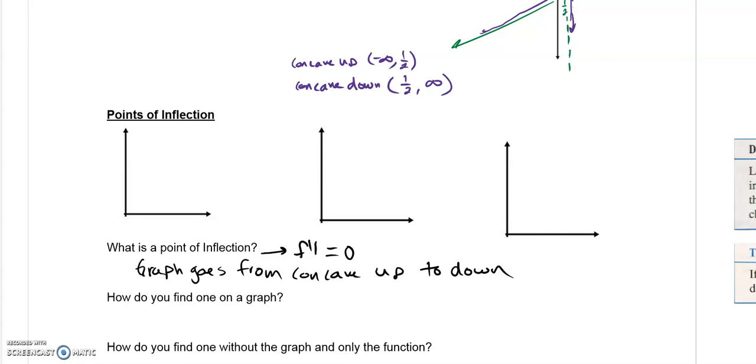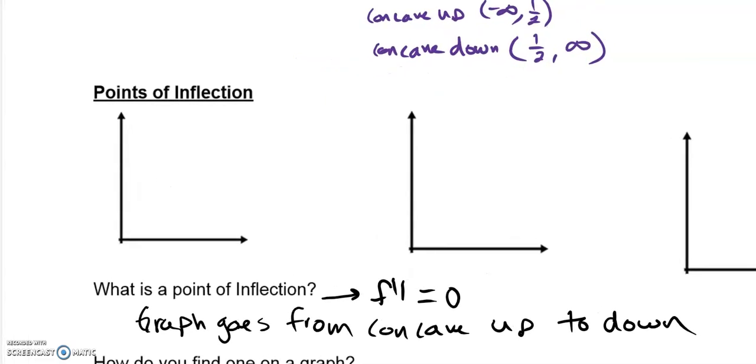Sorry, let me do a better one here. So it goes from concave up, and then at some point in here, it goes to concave down. Right at that point, that is your point of inflection. It would look like that. And you notice your tangent line. This is where the first derivative isn't very useful, but your tangent line right there has an m value.